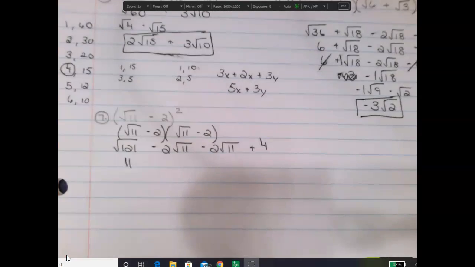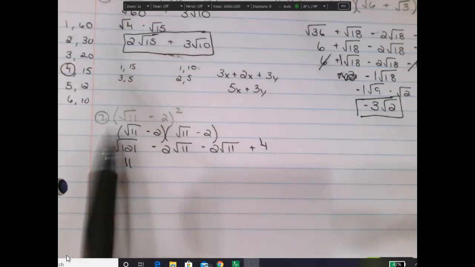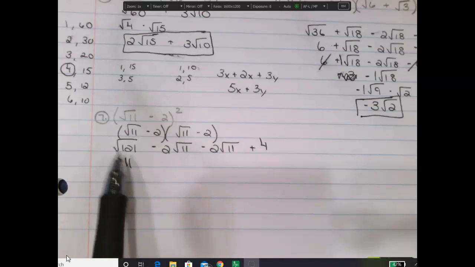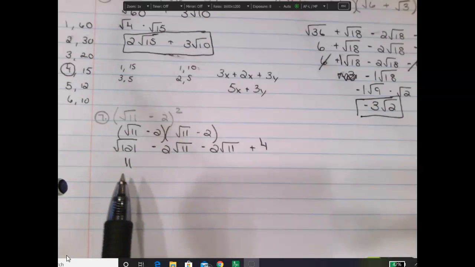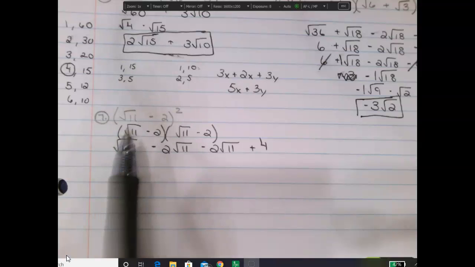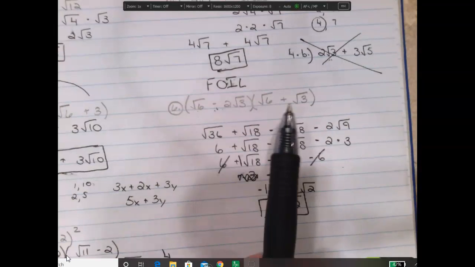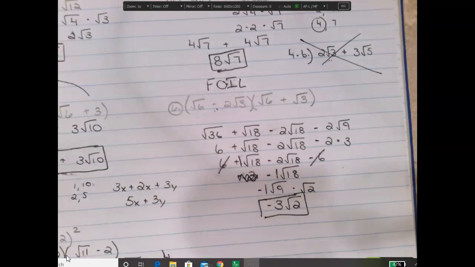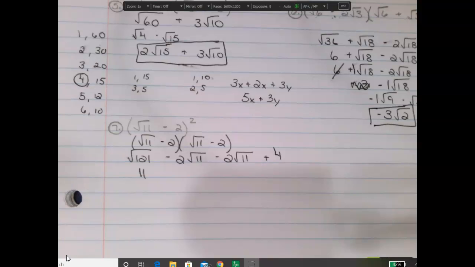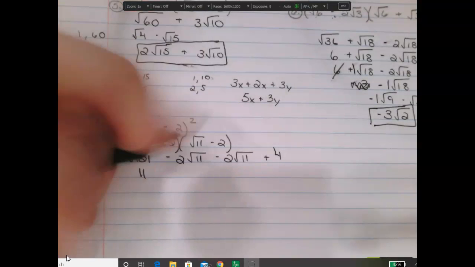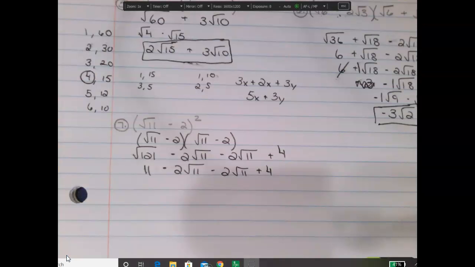Well, if you notice, guys, on the last two problems, I started with a radical times a radical, same number, and it came out to be that number without the radical. So what do you know? Radical 11 times radical 11 is 11. Same thing up here. Radical 6 times radical 6 is equal to 6. So pick up on some of those tricks, and being able to see some of these problems will really help you out when you solve them. So I've got 11, and then let's write the rest of this out. Minus 2 radical 11 minus 2 radical 11 plus 4. I'm going to go through and combine my whole numbers next.